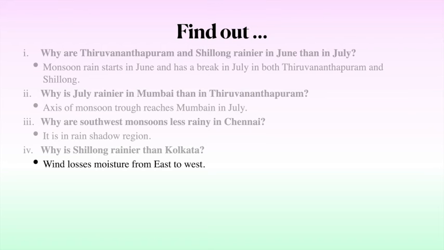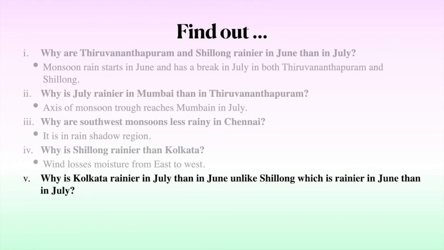Kolkata is located west of Shillong. So when the wind reaches Kolkata, it loses some moisture. So Kolkata receives lesser rainfall than Shillong. Why is Kolkata rainier in July than in June, unlike Shillong, which is rainier in June than in July? Because the axis of the monsoon shifts westwards after striking the northeastern states.